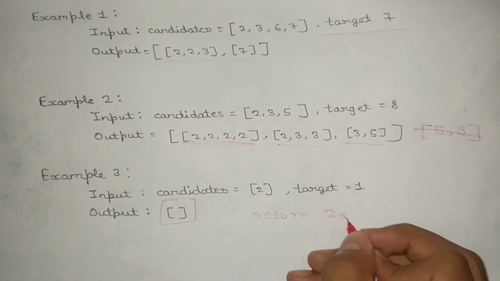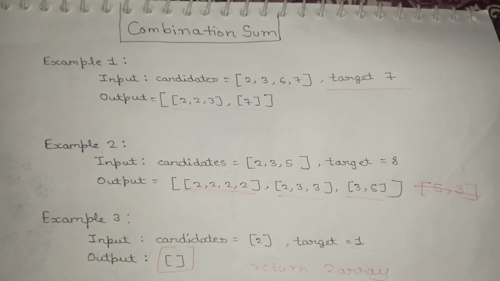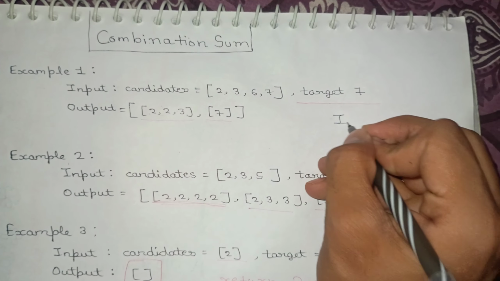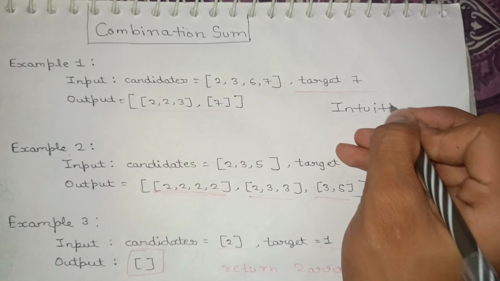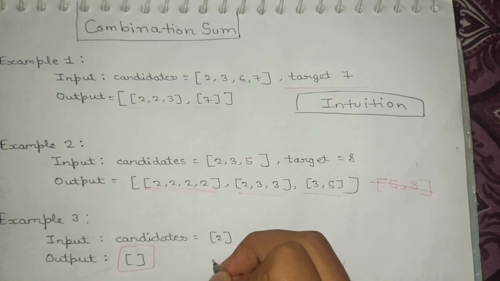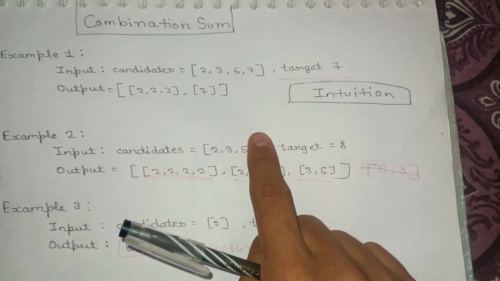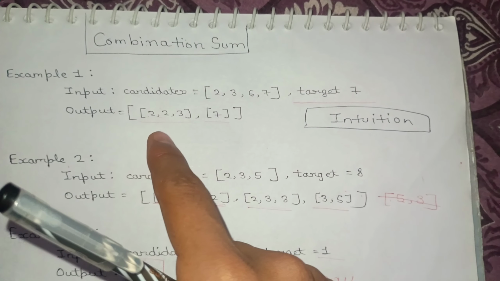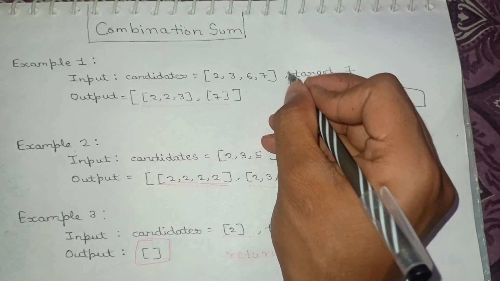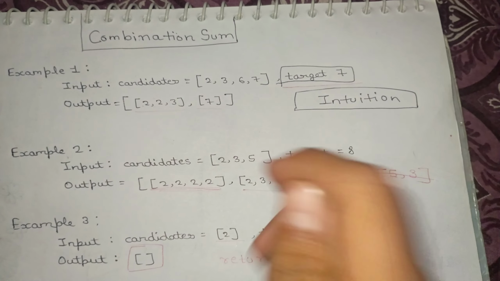Return a 2D array. So what is the intuition? The intuition is that we can return all combinations first. Yes, we can return all combinations. Then we will see how to make them unique. First we will return all possible combinations which can add up to the target. Then we will see how we can make those combinations unique.